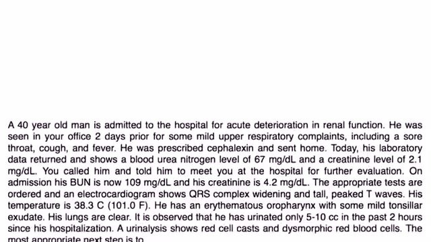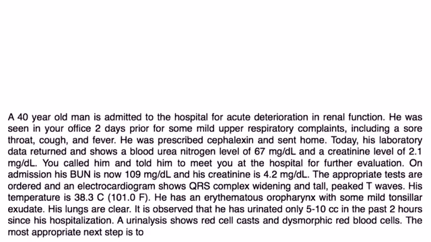So now I have a clinical vignette here. I'll present that to you. A 40-year-old man is admitted to the hospital for acute deterioration in renal function. He was seen at your office 2 days prior for some mild upper respiratory complaints, including a sore throat, cough, and fever. So it sounds like he had an infection. He was prescribed cephalexin, antibiotic, sent home.